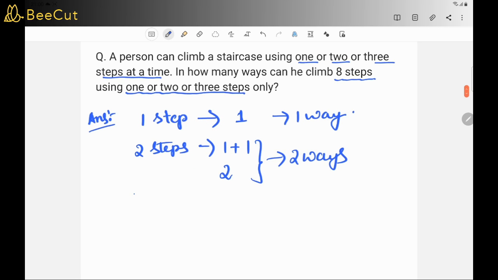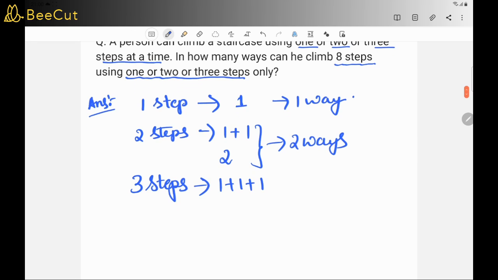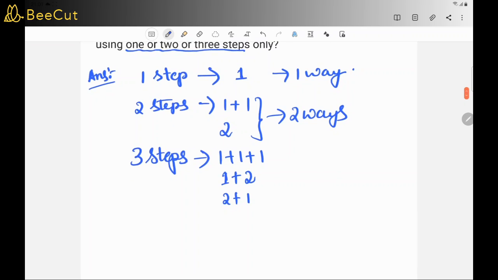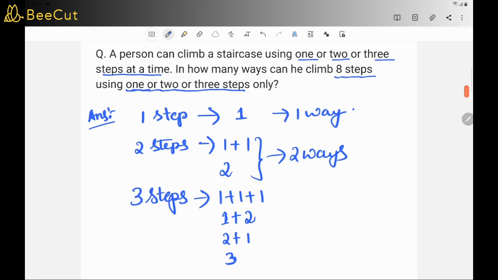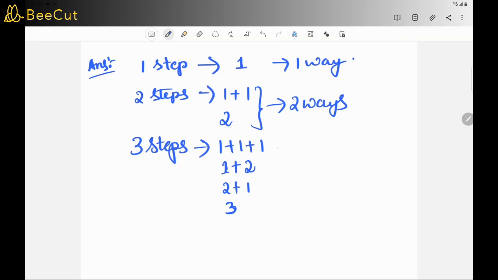Now we'll notice the difference here. If there are 3 steps, I can take 1 step, 1 step, 1 step at a time. Now I can take 1 step once and then 2 steps, then 2 steps at once and then 1 step. Now I can take 3 steps directly, because the question allows me using 1, 2 or 3 steps. So in total there are 4 ways here.